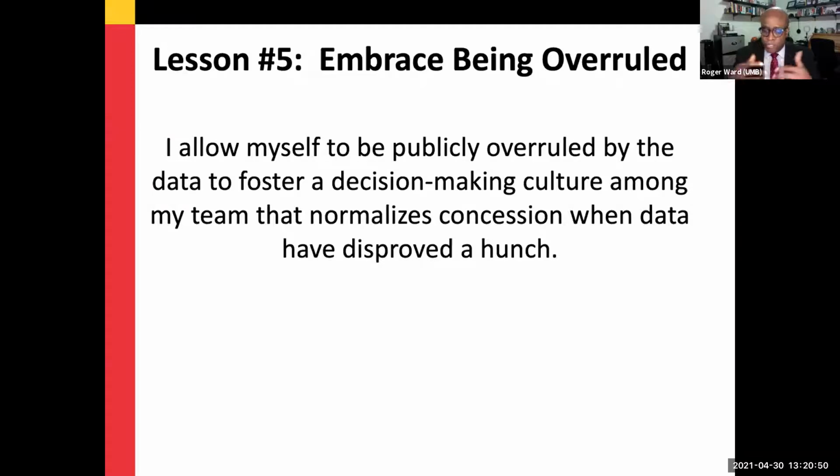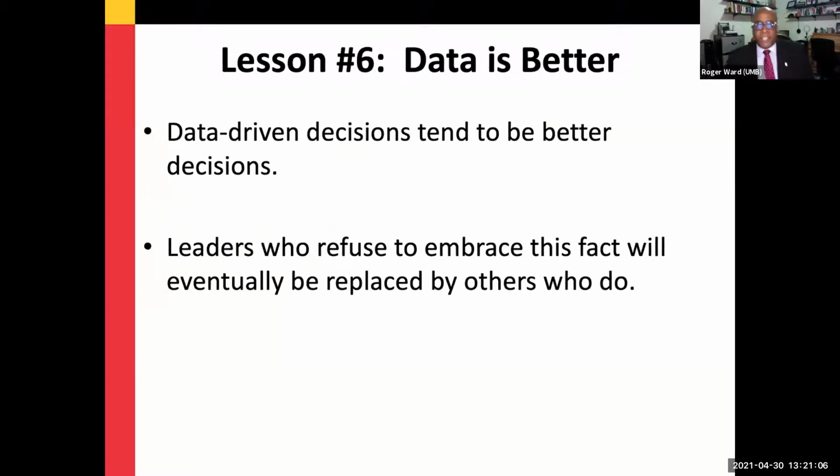That empowers, I have found over time, people to understand that that is exactly what we want them to do. We want them to rely on the data as opposed to their gut and their hunch, especially when the stakes are very high.